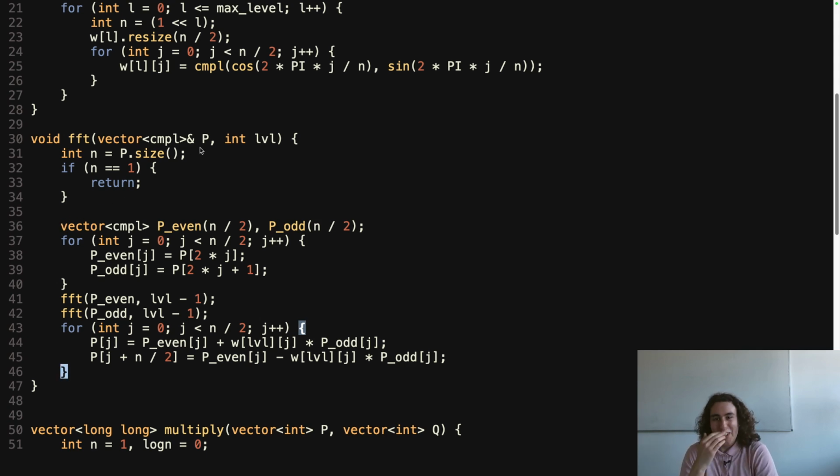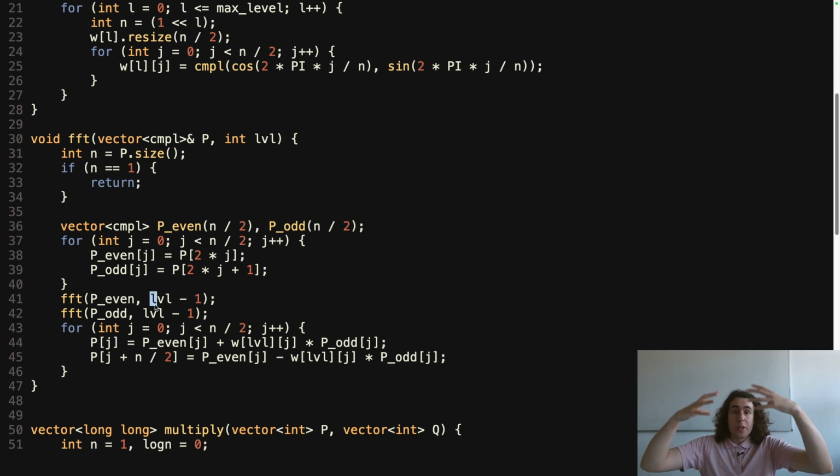First of all, we're going to do everything in place, so we're only going to use vector p. We're not going to create these vectors p even and p odd. Basically what this code does is reorder the values of p. It first puts the even values of p and then the odd ones, and then we recurse on the first half of p and then on the second half of p.